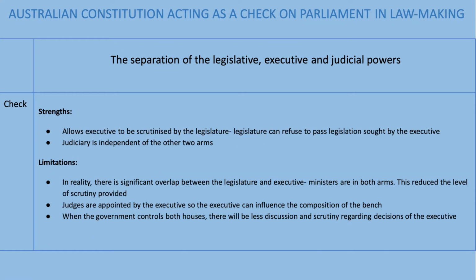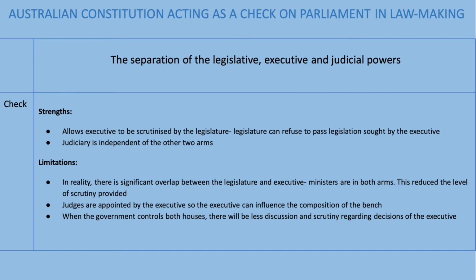Let's now look at some of the strengths and limitations of the separation of powers. Let's begin by looking at the strengths. The separation of powers allows for the executive to be scrutinised by the legislature. The separation of powers also means that the judiciary is independent of the two other arms.